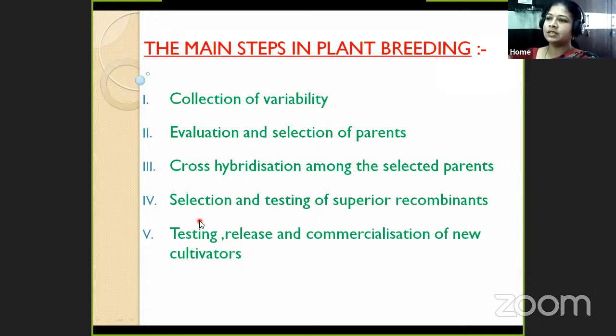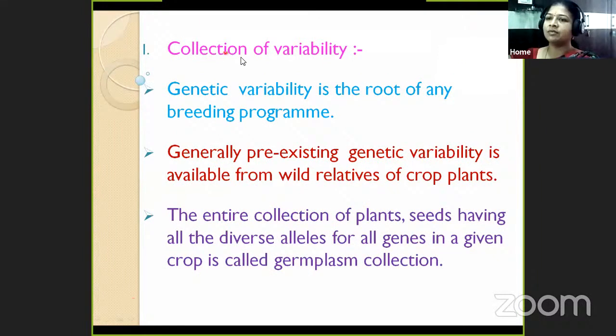So children, these steps of plant breeding are very, very important for essay type questions. Okay. First step is collection of variability. Genetic variability is the root of any breeding program. Genetic variability means the genetic constituency of the parents is known. First, we have to know about the genetic constituency of the parents.